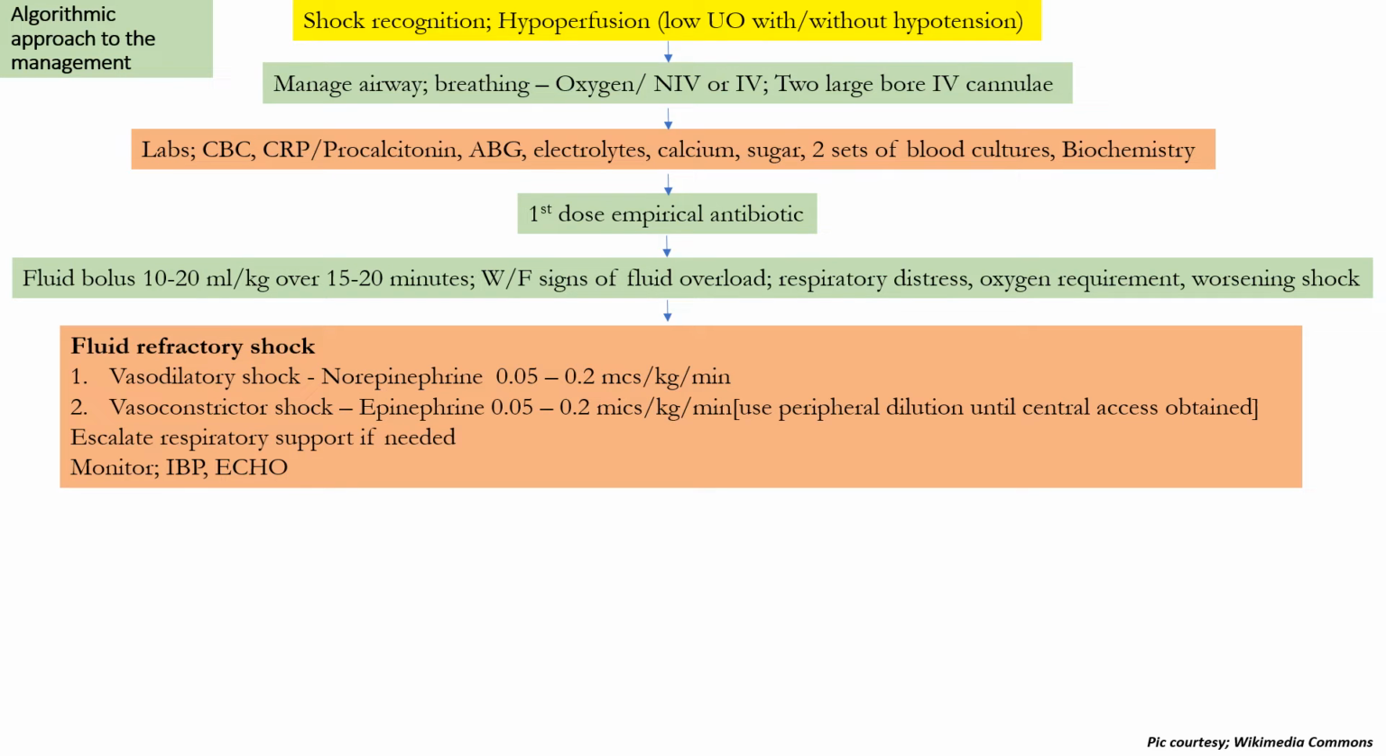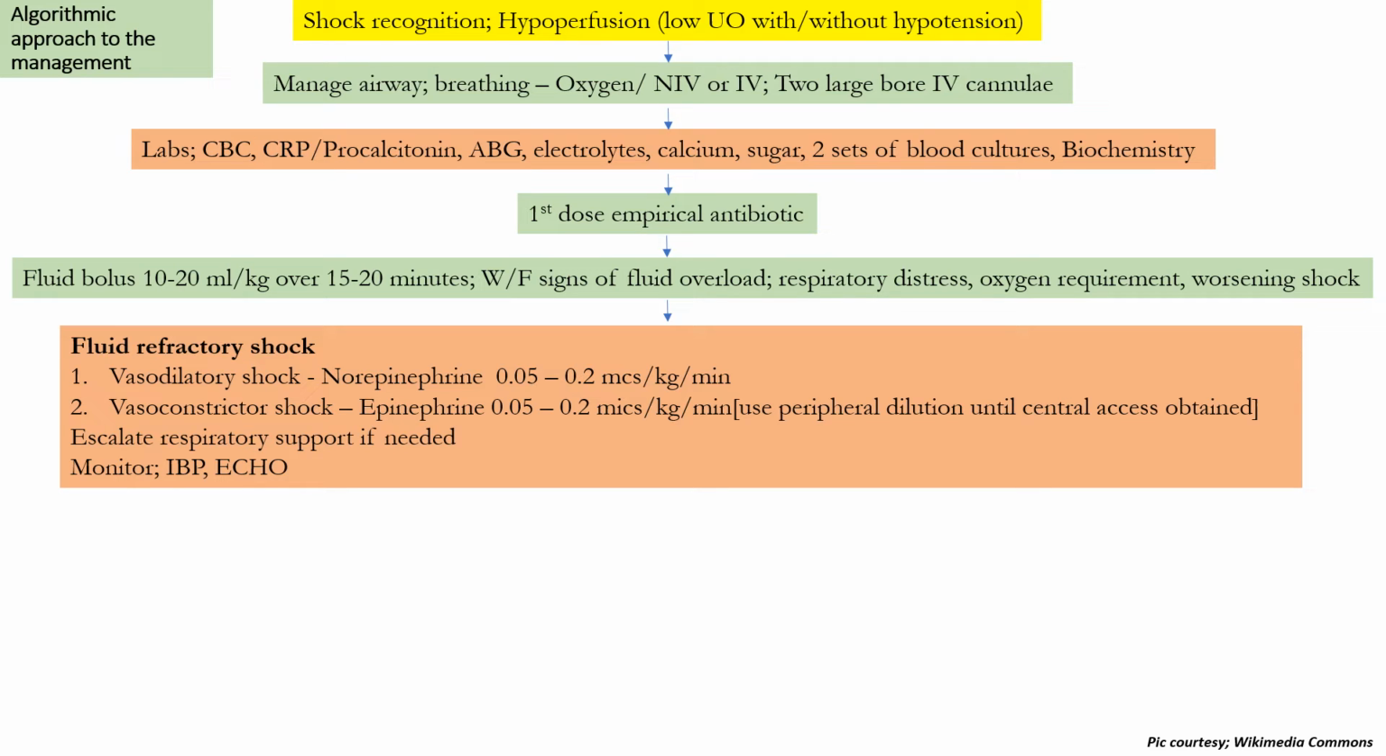In case there is poor response, you label the patient as having fluid refractory shock. Now, fluid refractory shock can be vasodilatory shock. I shall explain these terms in subsequent scenes. In vasodilatory shock, you administer norepinephrine 0.05 to 0.2 microgram per kg per minute, because norepinephrine is a potent alpha agonist with some beta adrenergic properties, which helps not only in improving vascular tone but also in increasing preload by recruiting fluids from the expanded venous bed.